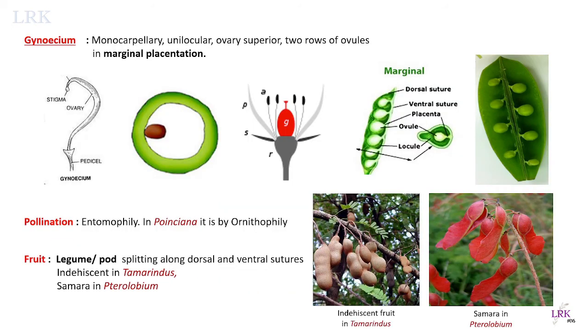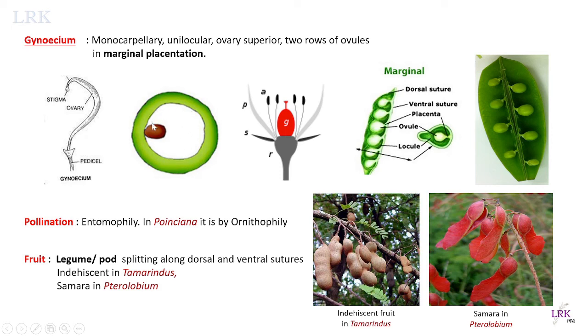And regarding gynoecium, gynoecium is monocarpellary. What is a carpel? A carpel is a female reproductive unit. It has style, stigma and ovary. Style, stigma and ovary together are called a female reproductive unit, which is called a carpel. So it is monocarpellary, only one single carpel is present, and it is unilocular.